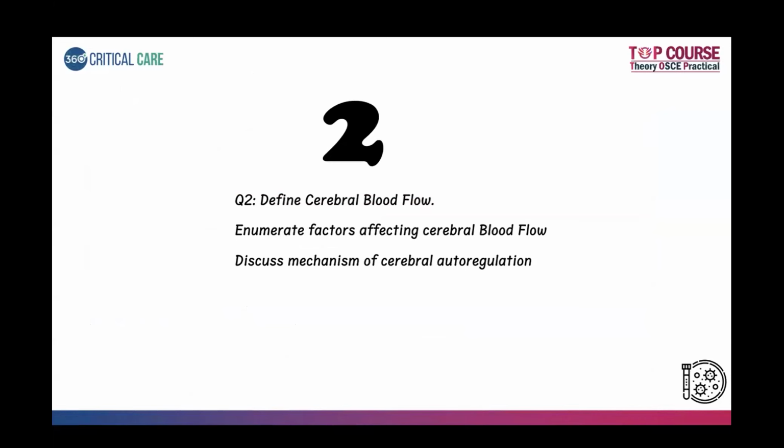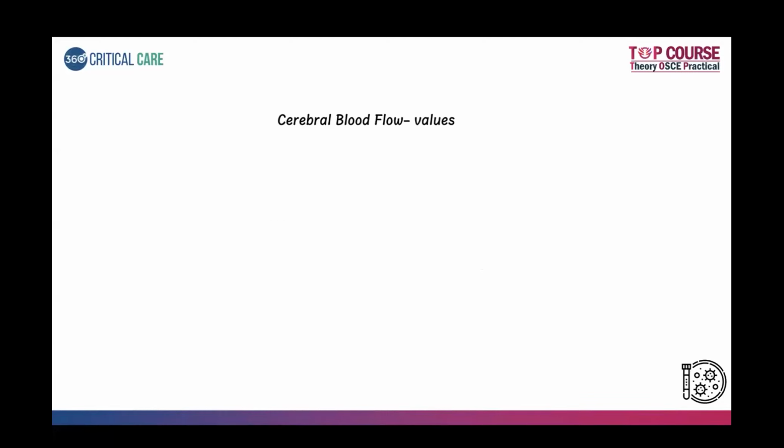Going to the next aspect of that. Define cerebral blood flow. Enumerate the factors affecting cerebral blood flow and discuss the mechanism of cerebral autoregulation. So this is a very important question, and there's a pattern to remember the answer for this. So we'll go about it.